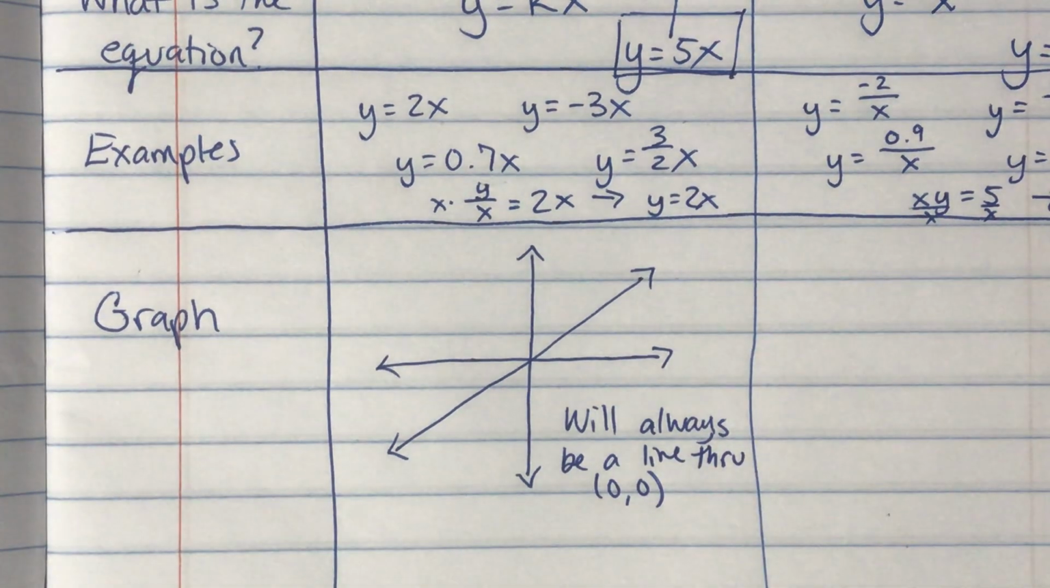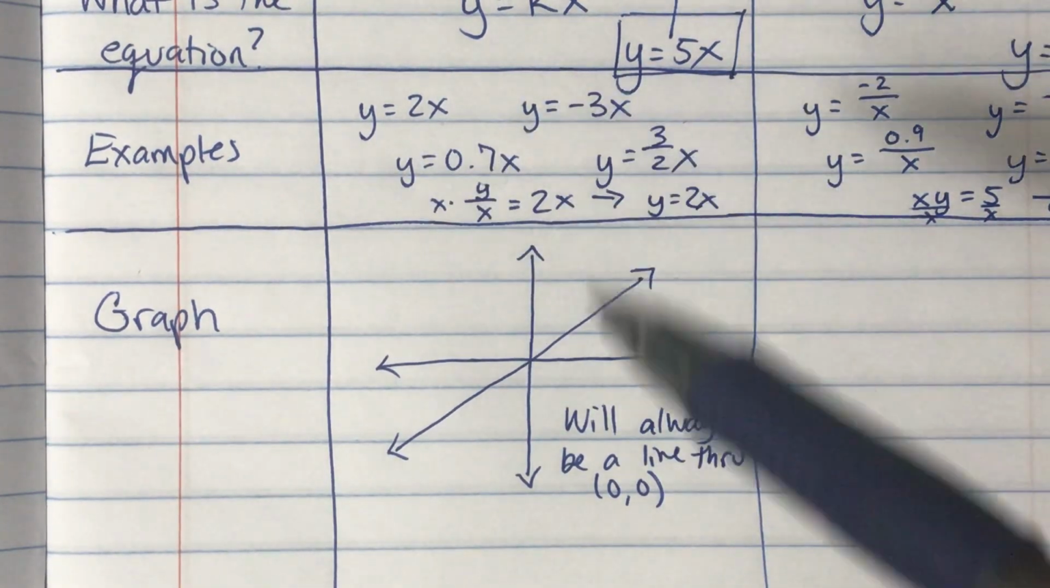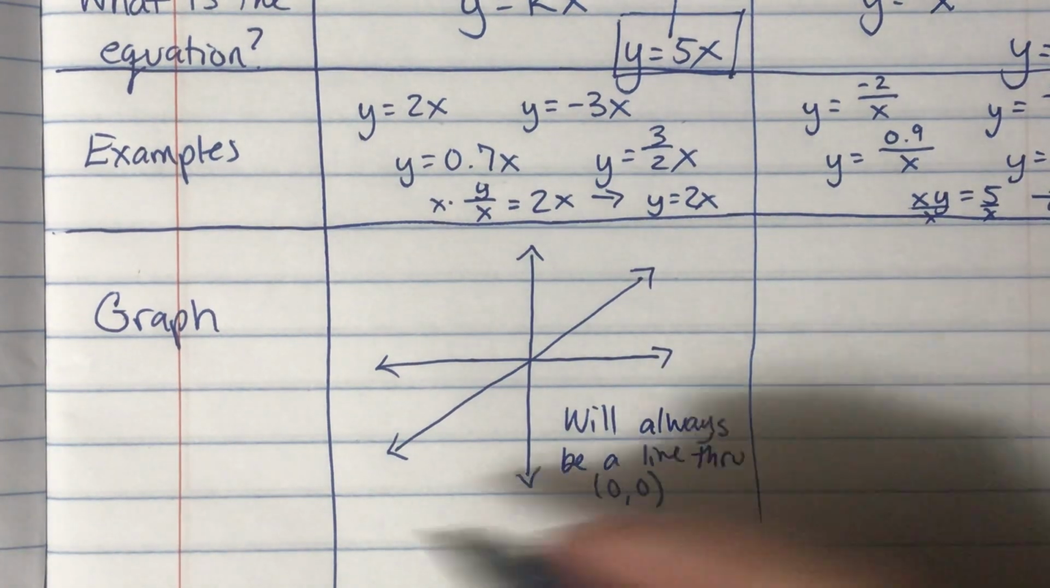So you are going to be asked to identify, is this the graph of direct variation? Just know that if you graphed all of these equations, they would all be lines that go through 0, 0. You could check me on that.